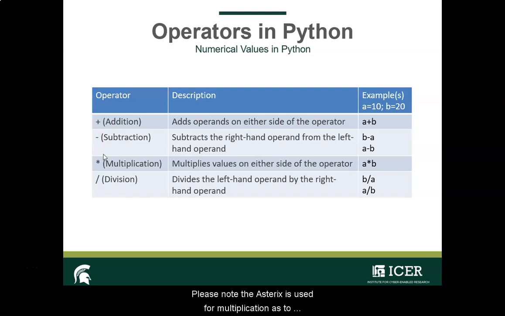Please note the asterisk is used for multiplication as to not confuse it with the variable x, which is done in high school algebra. We've given some examples here where a equals 10 and b equals 20, and you can define these variables and print the output of these equations in Python.